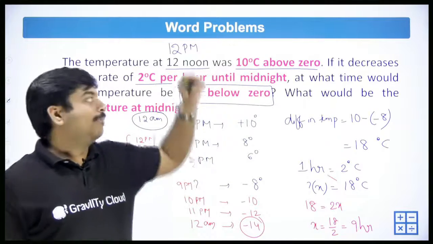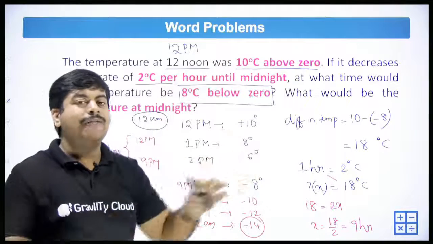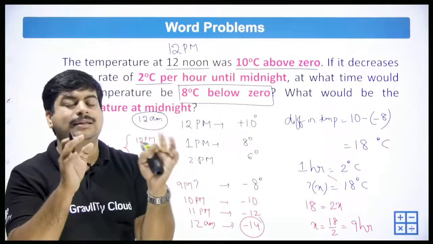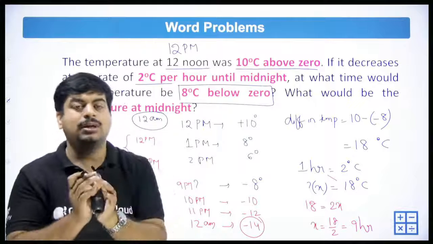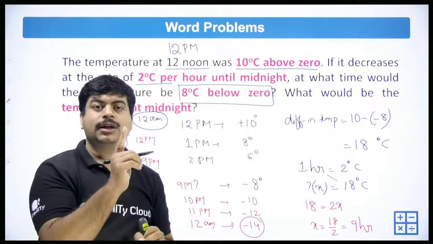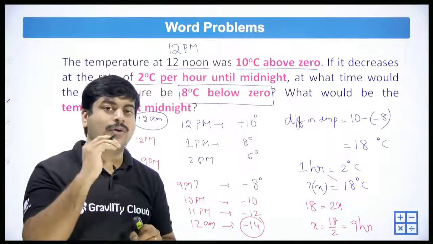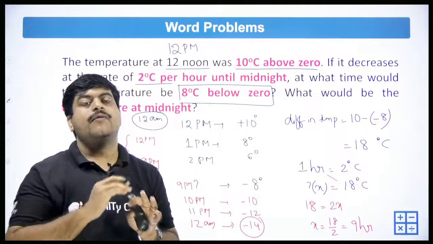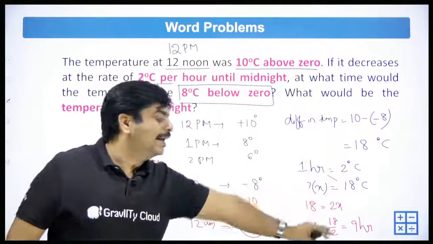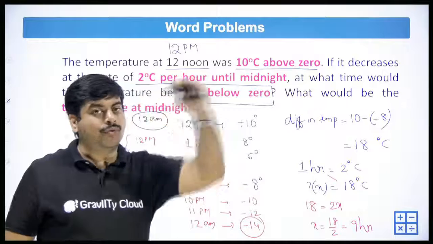Right? From 10 to minus 8, you have a total of 18 degrees Celsius as the difference in temperature. For every 1 hour, you have 2 degrees Celsius down. So for 18 degrees, you need 9 hours of time, starting from 12 p.m.